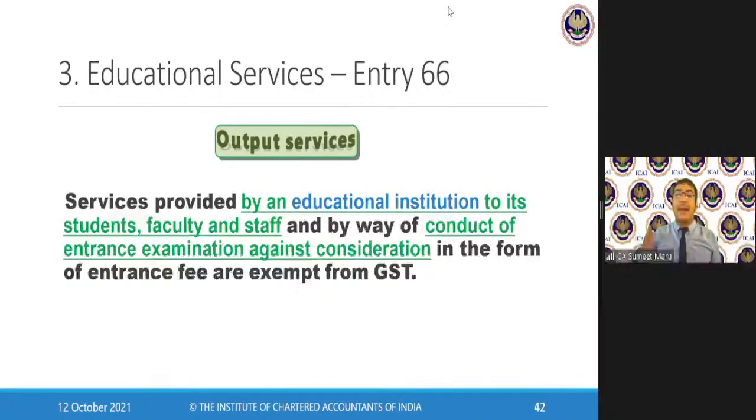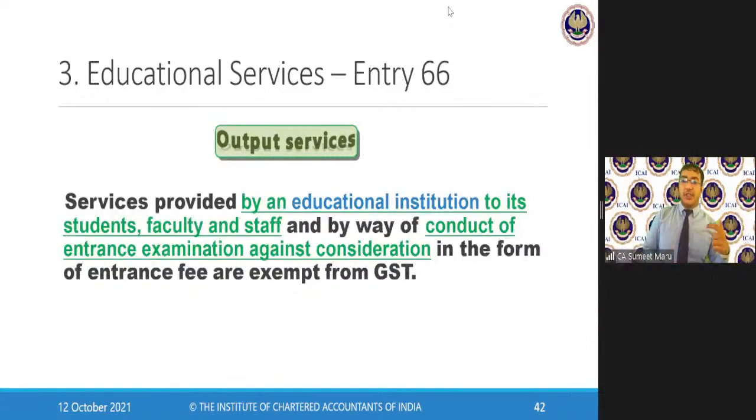Services provided by an education institution to its students. Please remember, services provided by an educational institution, output service, means which we are giving. So if any education institution is giving a service to its faculty, students and staff by way of conduct of entrance examination against consideration in the form of entrance fee, it is exempt. Now, what is an education institution? We haven't learned that.